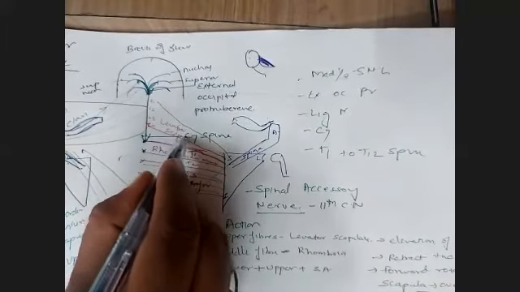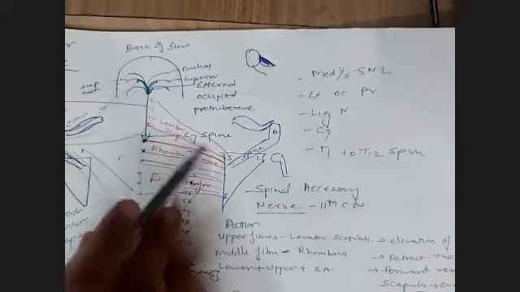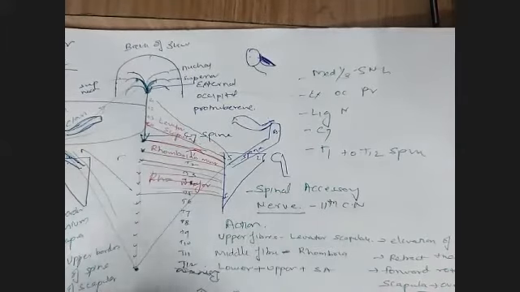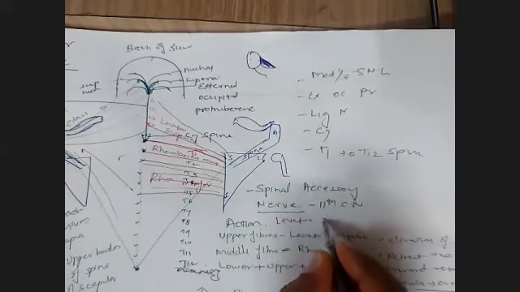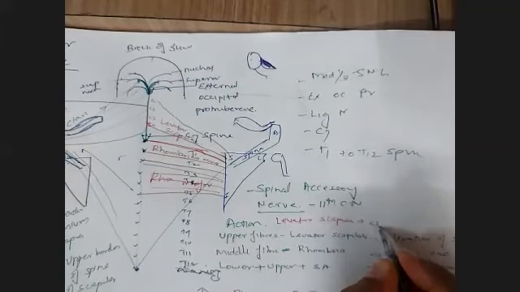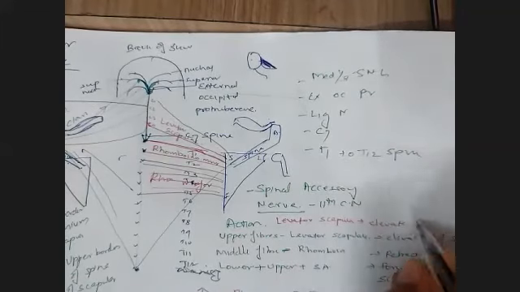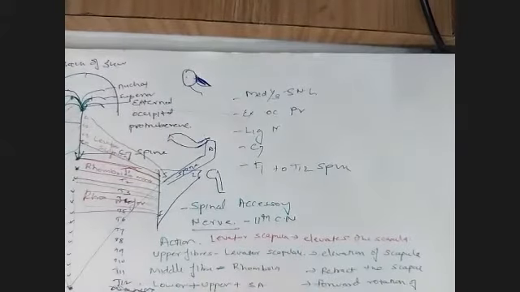Levator means one which elevates. Levator scapulae, along with the upper fibers of trapezius. Now, levator scapulae muscle, what is its action? Elevates the scapula. The name suggests it: levator scapulae elevates the scapula.